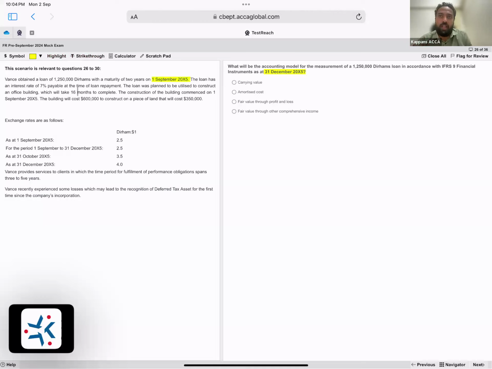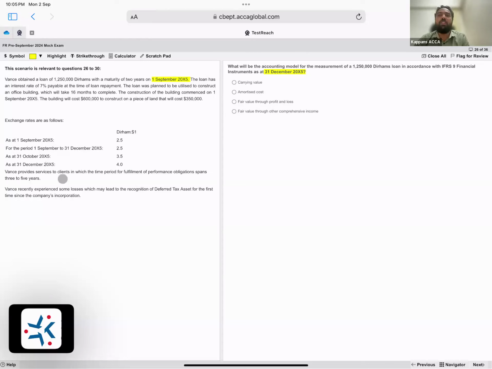The loan has an interest rate of 7% payable at the time of loan repayment. So definitely we'll have to time proportion the interest, 4 months. The loan was planned to be utilized to construct an office building, which will take 16 months to complete. The construction of the building commenced on 1st September X5. The building will cost 600,000 to construct on a piece of land that will cost $350,000. Exchange rates are given for 1st September, 31st October and 31st December X5.